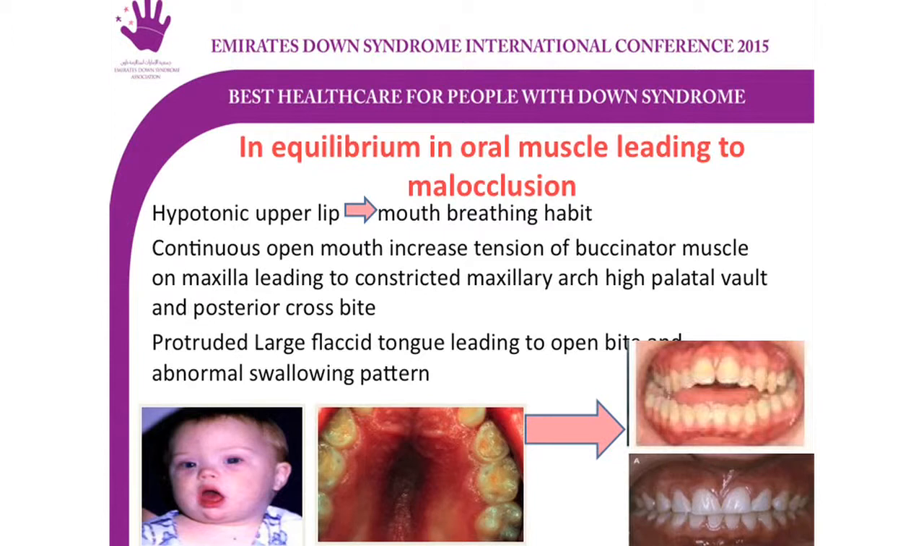So what is the end result? The end result, this patient, we can see here, this is a very deep palatal vault and constricted maxillary arch. As he grows, this will be the final picture. This is the normal occlusion. This is the final picture.